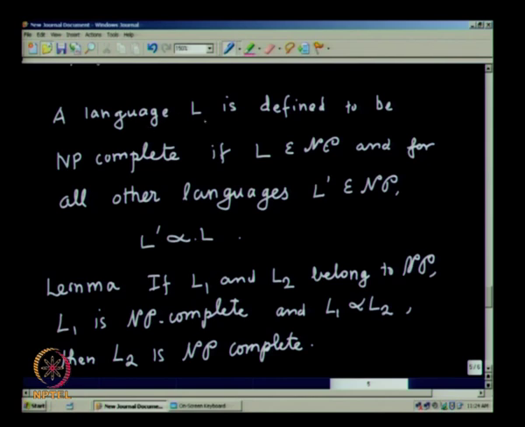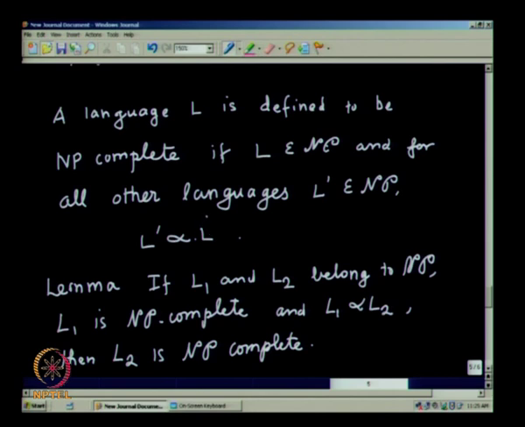A language, I will repeat again because these definitions are important. A language L is defined to be NP complete if L belongs to NP and for any other language L dash belonging to NP, L dash is polynomial time reducible to L, right.